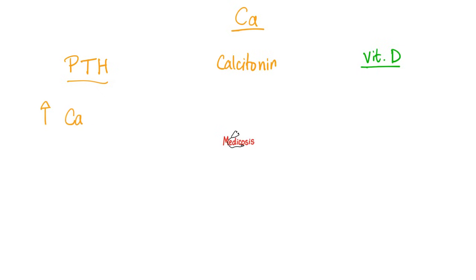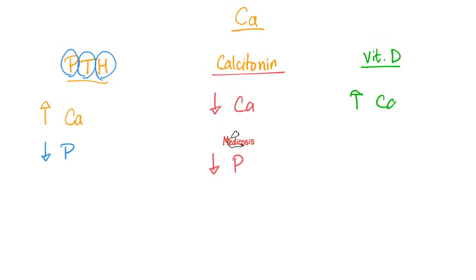However, PTH is a phosphate trashing hormone, so it will trash the phosphate and lower the serum phosphate. Calcitonin, just like somatostatin, hates itself, so it lowers both the calcium and the phosphorus in the blood. Vitamin D is the best because it's going to increase both. It's going to increase the serum calcium and it's going to increase the serum phosphate.